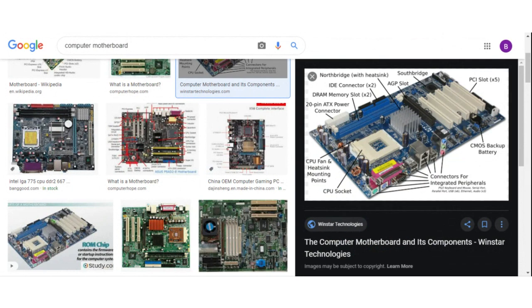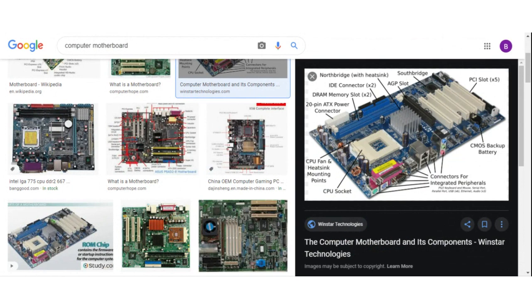Maybe we can discuss now the characteristics, the features of this motherboard. One of the attributes is that the motherboard is able to support various types of components. You can have the sound card, the video card, the display chip, the optical drives, the hard drives.